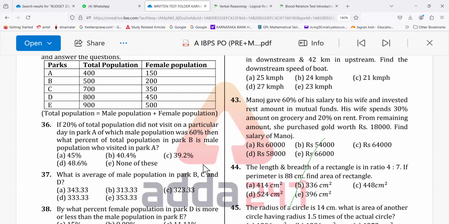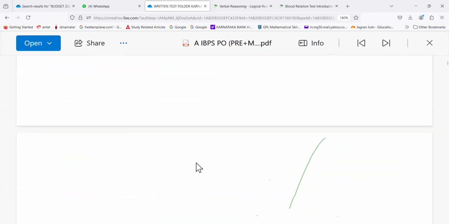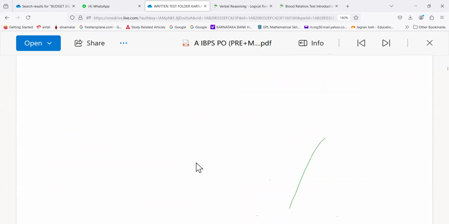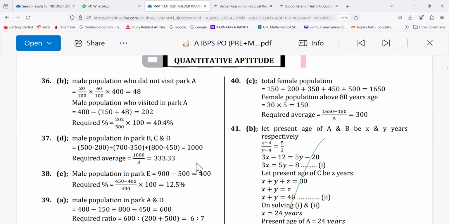40.4, sir. Correct. Super. Can you explain how? I will show you the answer. This is the answer. Can you explain, that girl who got the correct answer? Please explain. Read and then explain. Did you do it this way only or a different way?